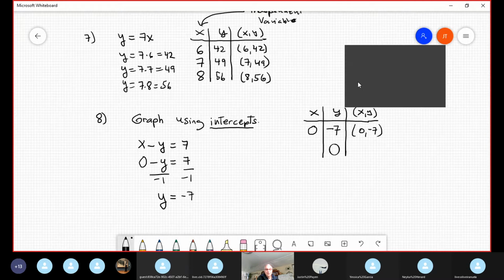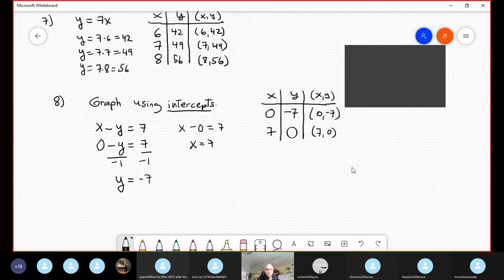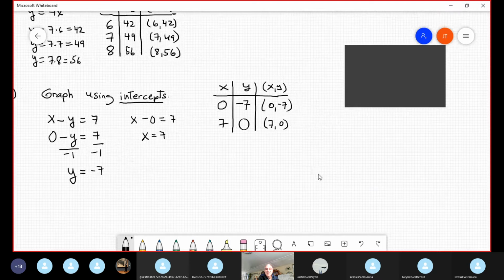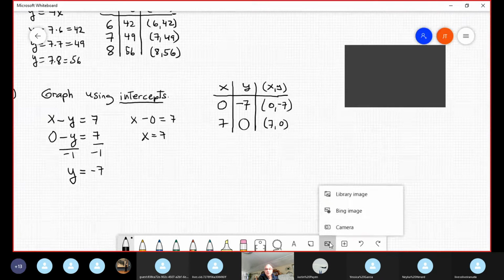Now for y equals 0, the equation is x minus 0 equals 7. In this case, 0 is nothing. X is positive 7, and the point is 7, 0. Okay. Now, in this case, I want to do the graph one by one by hand. Look, the graph.